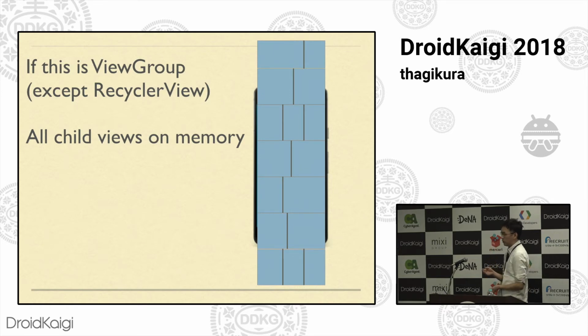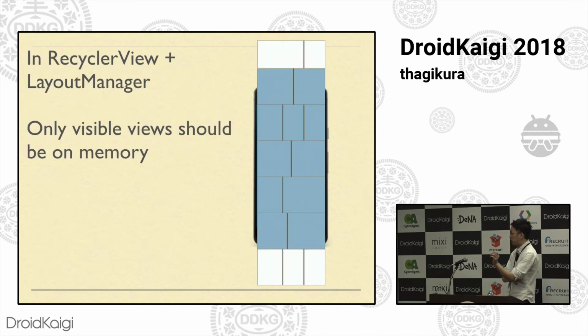Then, if the container that holds the items is a ViewGroup, all the items, including the invisible items, are in memory. Yeah, I know RecyclerView is also one of the view groups, so it applies to everything except RecyclerView. On the other hand, in RecyclerView, only the visible items should be in memory, right? Which is one of the biggest differences from other view group implementations.